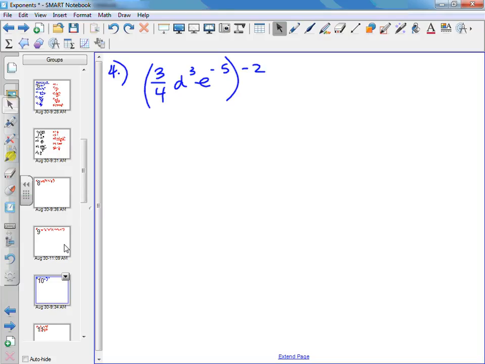Number 4. Step 1, what do? Missing exponents. Then distribute the 2, okay? So this is 3 to the negative 2, 4 to the negative 2, d to the negative 6, e to the 10. Yes? Okay? Now what?